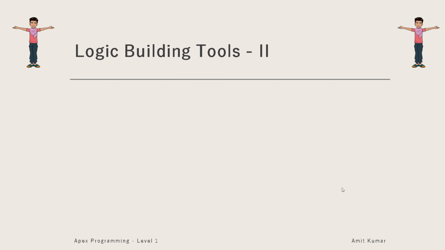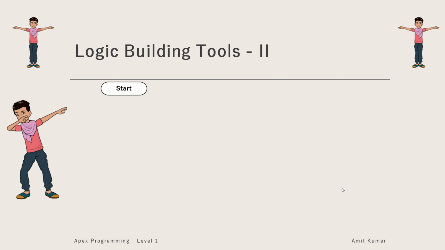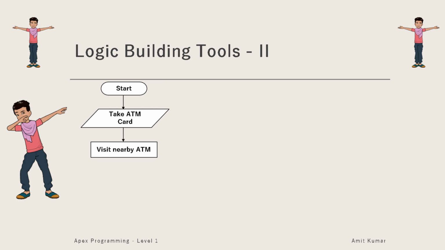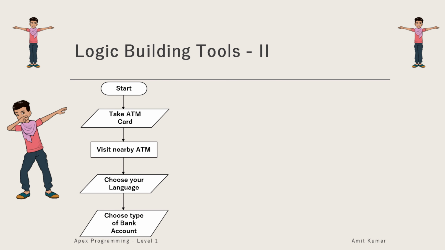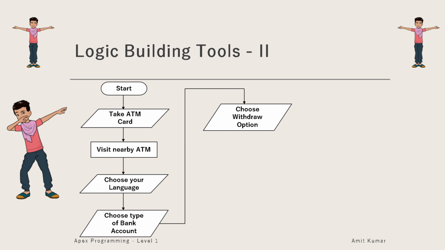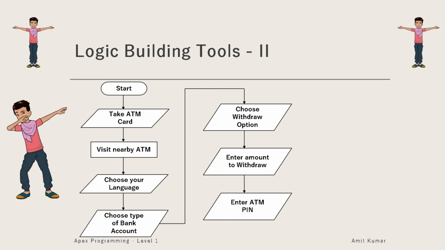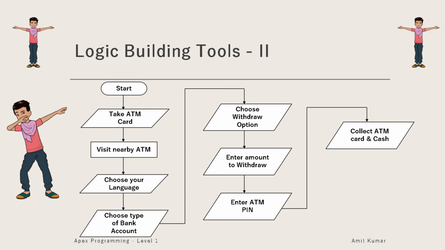So if we see our same example of withdrawing money from the ATM in the form of a flowchart, it will look something like this. Start with the terminal symbol, then take the ATM card, and you can see it's in the input box. Visit a nearby ATM, a process you have to do. Choose your language, another input. Choose type of bank account, another input. Choose withdraw option, another input. Enter amount to withdraw, one more input. Enter ATM pin, one more input. Collect ATM card and cash, the final output, and the stop terminal symbol.